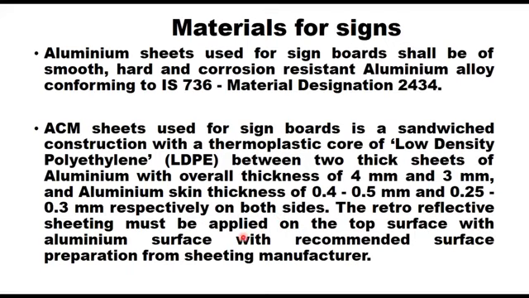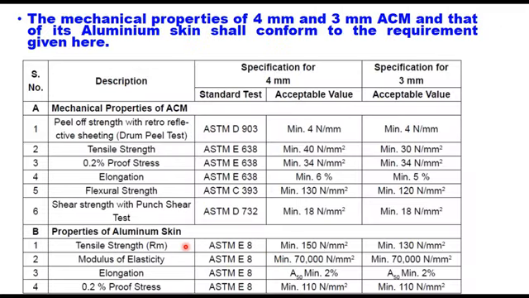The retroreflective sheeting must be applied on the top surface with aluminum surface with recommended surface preparation from sheeting manufacturers. The mechanical properties of 4 mm and 3 mm aluminum composite material and that of its aluminum skin should conform to the requirement as given in this table. These are the requirements for mechanical properties of ACM and these are the properties of aluminum skin. And these are the standard test procedures and these are acceptable values for 4 mm and for 3 mm.